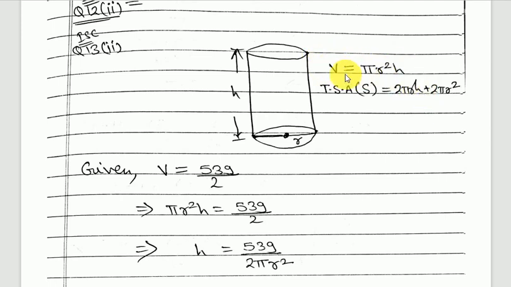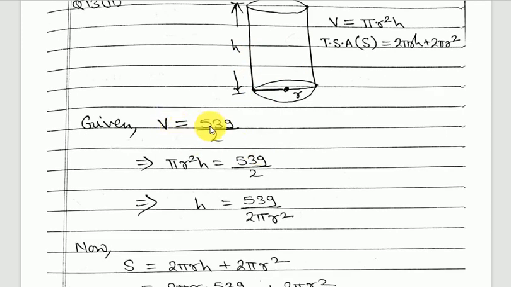Because already it's saying that volume is fixed. Volume is given to us. And how much volume is given to us? V is equal to 539 upon 2. But V is what? Pi r square h. So from this expression, either you find h or r and replace it over here. So I will take the value of h in terms of r. So I will get h equal to 539 upon 2 pi r square.